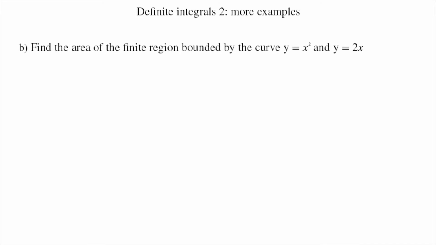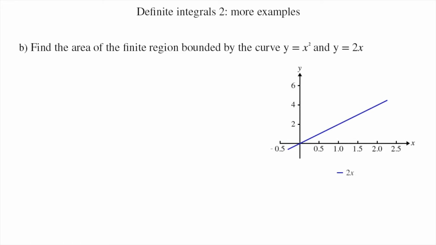Let's move on to the second example. We're asked to find the area of the finite region bounded by the curves y equals x squared and y equals 2x. In problems like this, the first thing we should do is draw a diagram to show these curves. Here's the line y equals 2x, and here's the curve y equals x squared. We're interested in this area here. That's the finite area in between the curves.